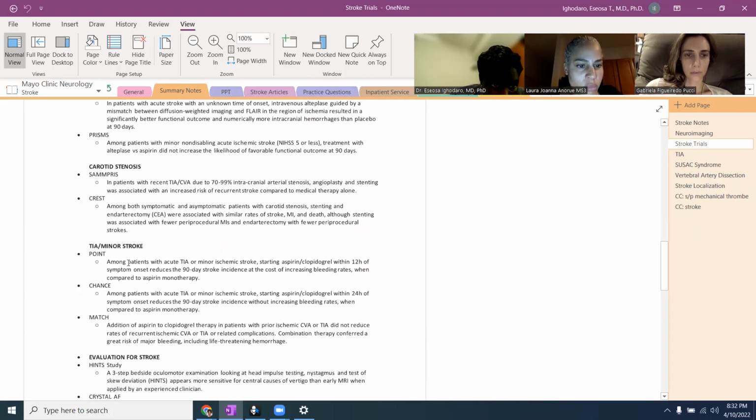For TIA minor stroke, patients with TIA minor stroke, you can start aspirin or Plavix within 12 hours of symptom onset. Reduces the 90-day stroke incidence at cost of increasing bleeding risk when compared to aspirin monotherapy.